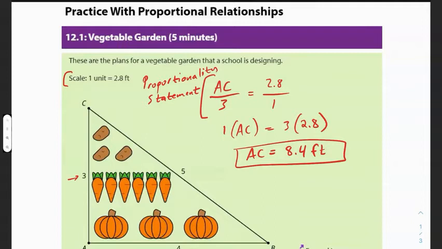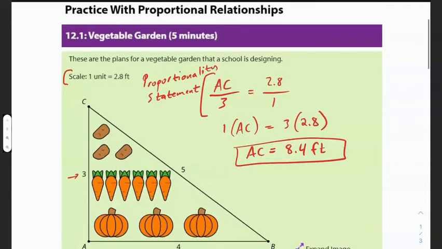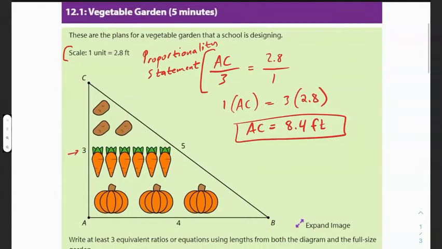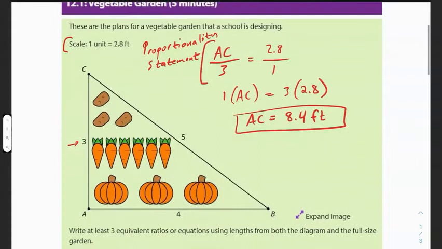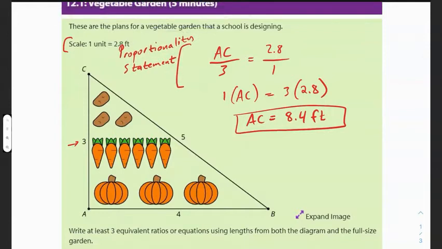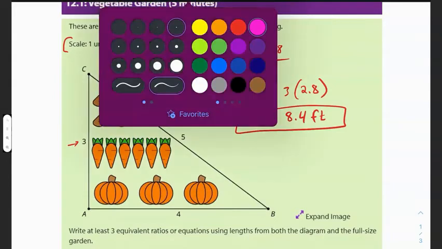All right, so what about any other ratios? Try doing BC. What is BC? Set up a proportionality statement for BC and let me know what you get. Hopefully you paused the video and you tried out BC.